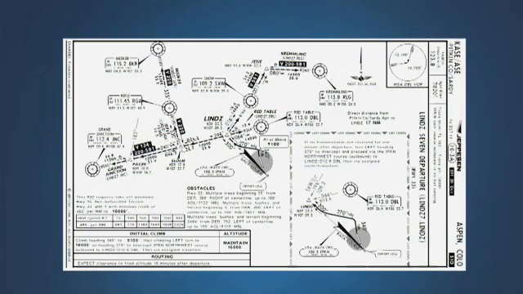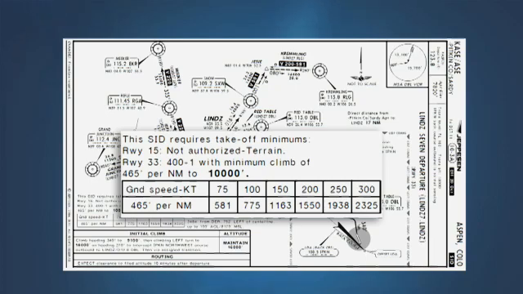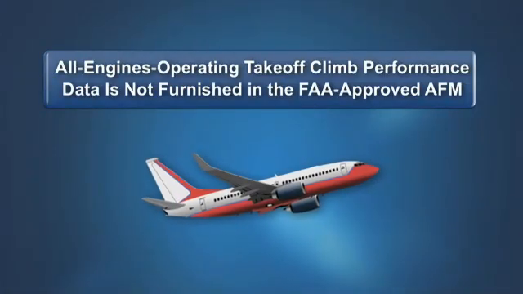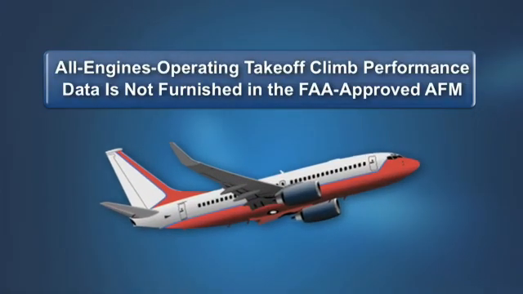As we noted earlier, the climb gradient published on an IFR departure procedure is based on normal all engines operating performance. This often leads to a question: how do I know whether my airplane can meet the published climb requirement? This is not a subject addressed by the certification rules. Therefore, all engines operating takeoff climb performance data is not furnished in the FAA-approved airplane flight manual. As we have seen, there is a requirement to furnish one-engine inoperative climb performance data in the AFM, but using this data to show compliance with a climb requirement published on the IFR departure procedure is not required by any operating regulation.